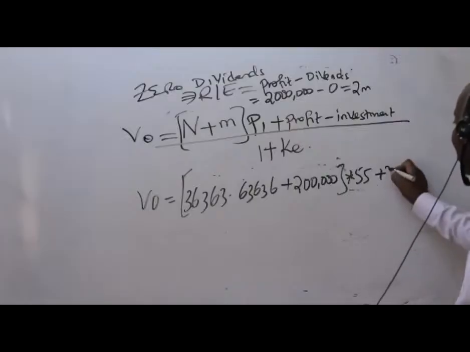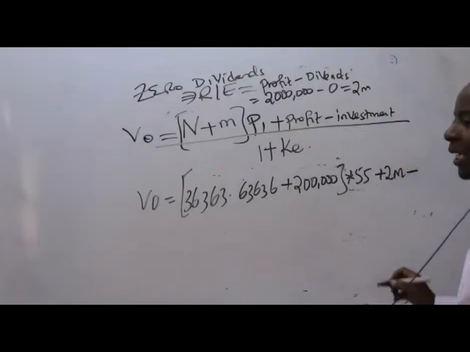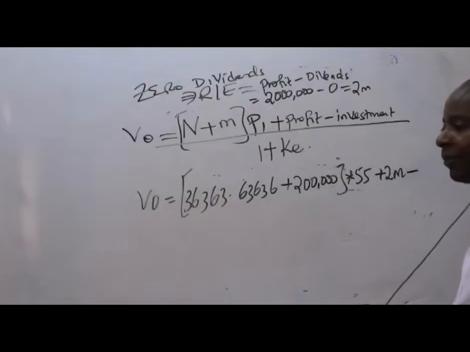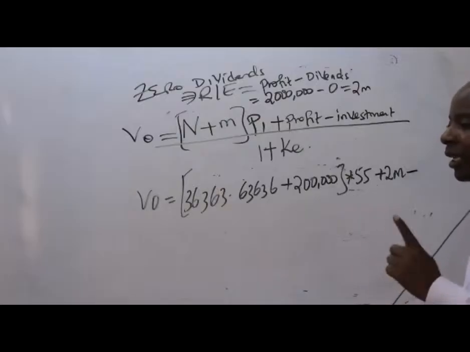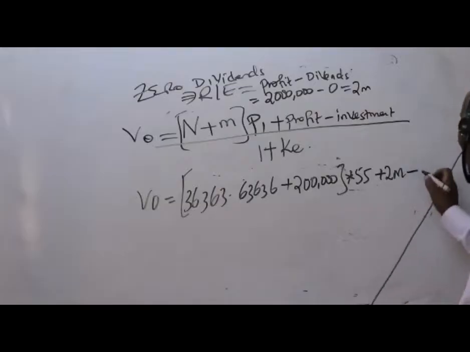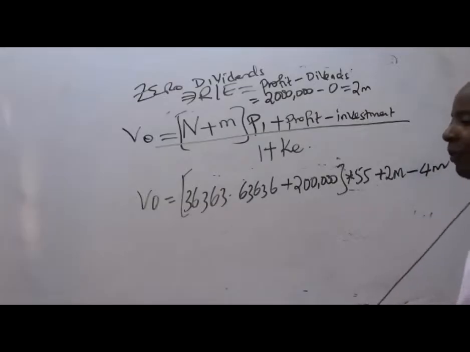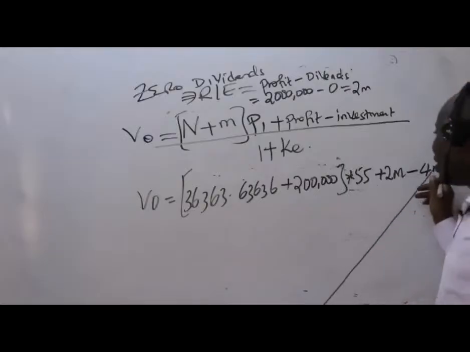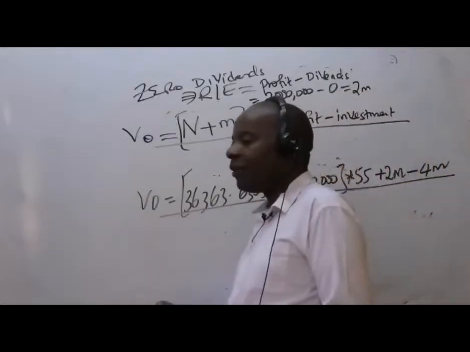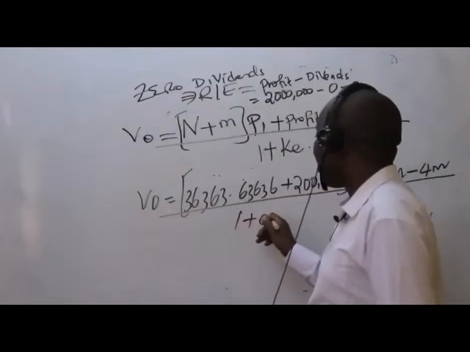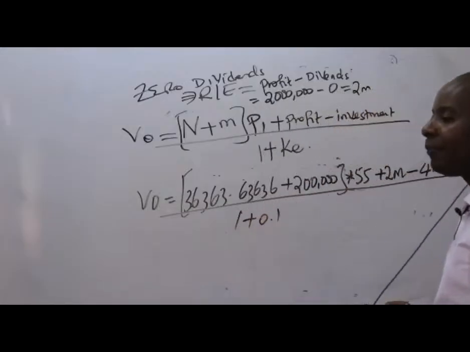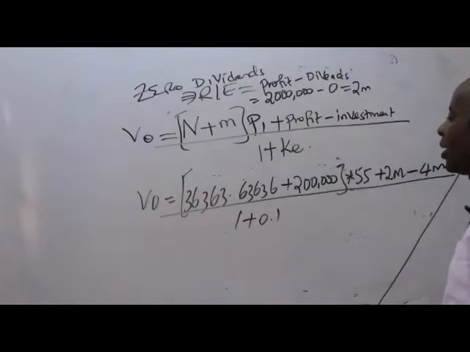Profit of 2 million minus the investment. Somebody must have forgotten the investment value that we have been given. It's 4 million. And then, ladies and gentlemen, everything will be divided by 1 plus KE, which is 0.1.